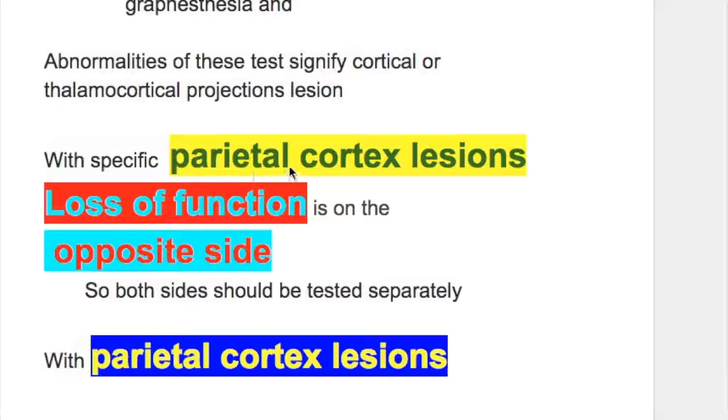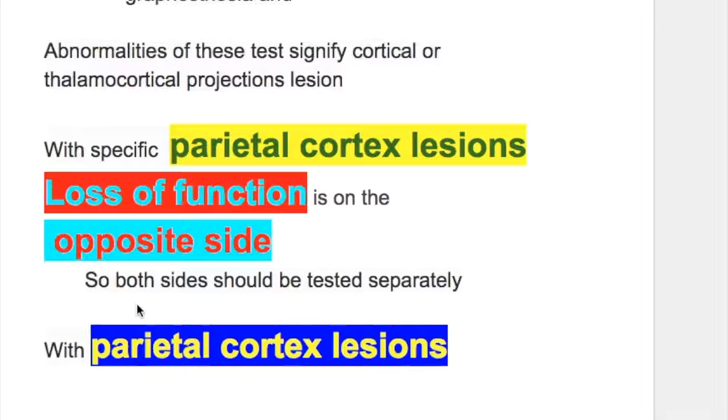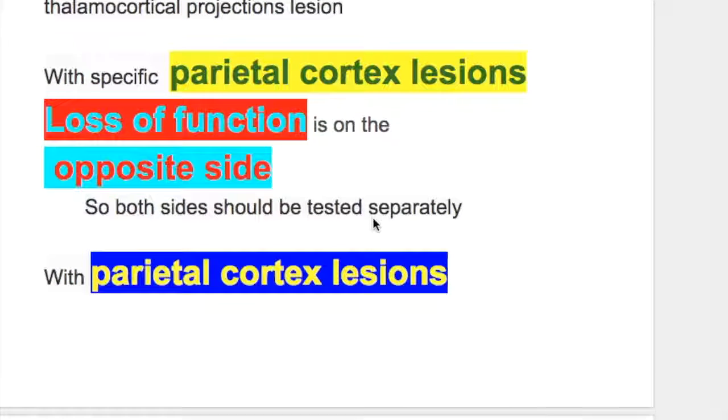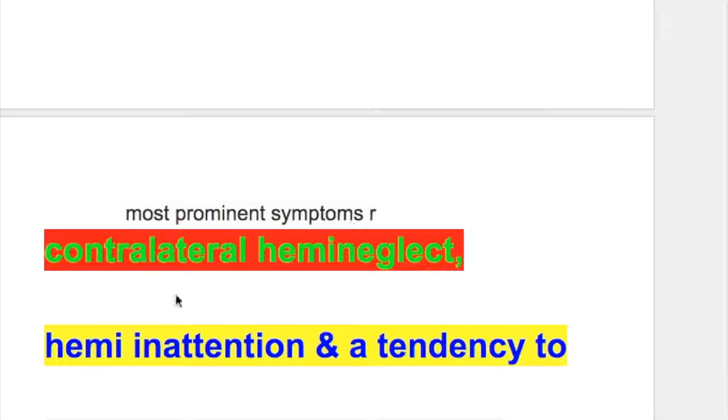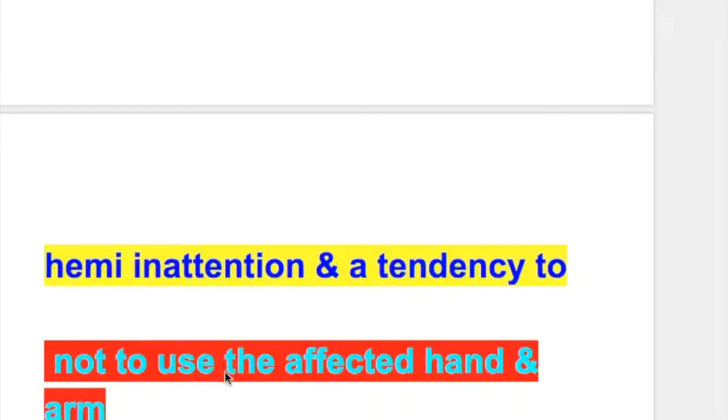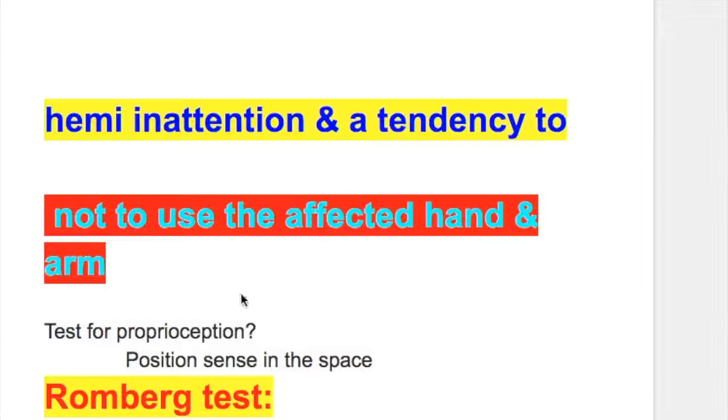With a specific parietal cortical lesion, loss of function is on the opposite side, so both sides should be tested separately. With parietal cortex lesions, the most prominent symptoms are contralateral hemi-neglect, hemi-inattention, and a tendency to not use the hand and arm of that side.